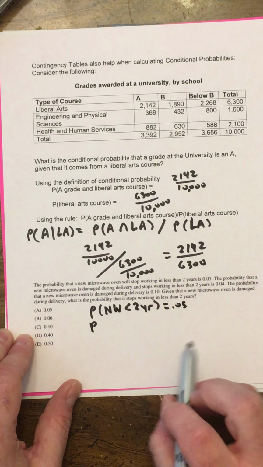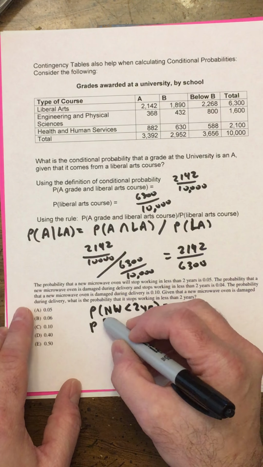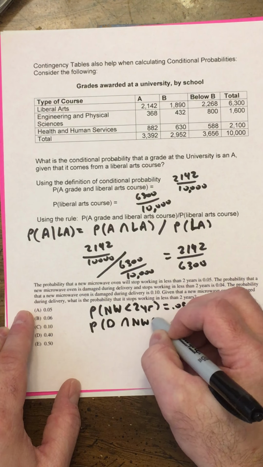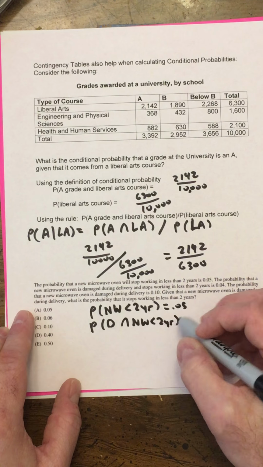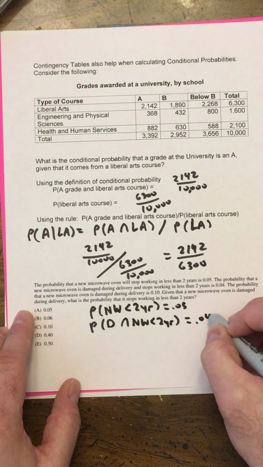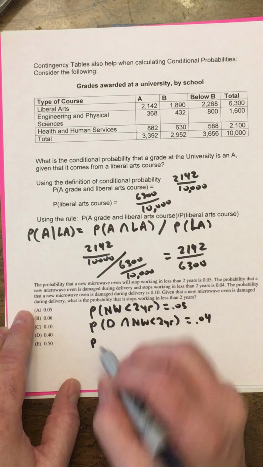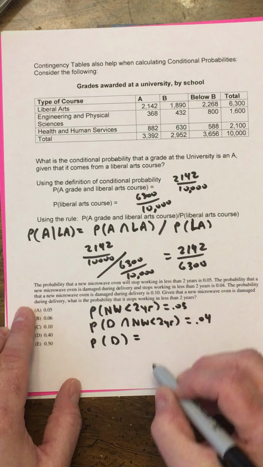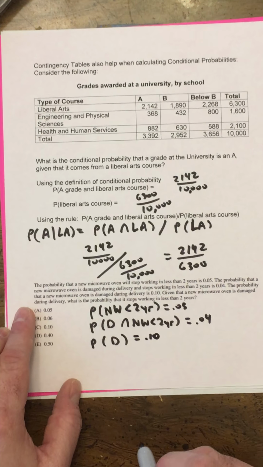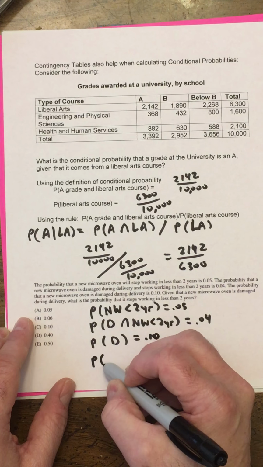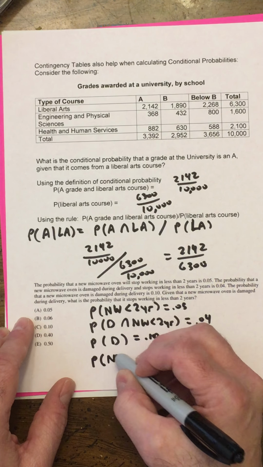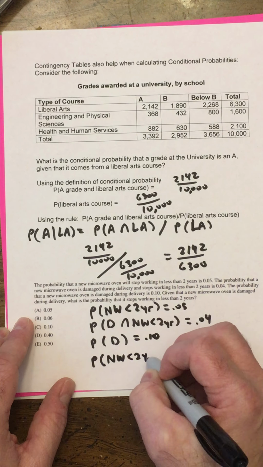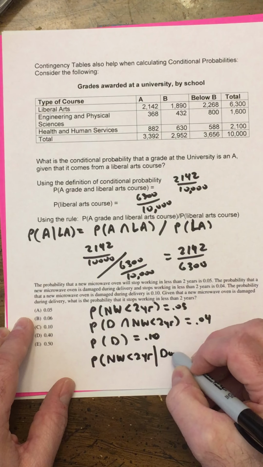The probability that it's damaged and stops working, so it's damaged, I'll use D for damaged, and not working in less than 2 years, that's 0.04. The probability that the microwave oven is damaged during delivery is 0.10, or 0.1, and we want to find the probability that the microwave oven is not working in less than 2 years, given that it's damaged.